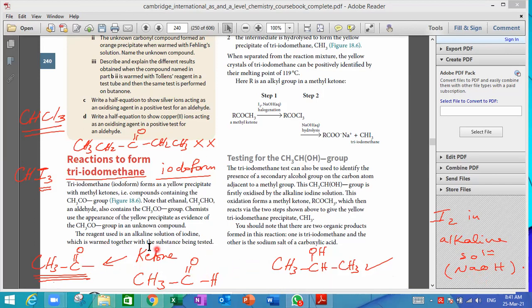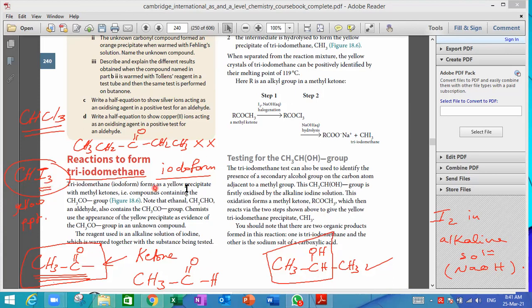If a yellow precipitate is formed, because this iodoform is a yellow precipitate, this means that we have this group in our compound, the CH3C=O, or else we have a secondary alcohol, if it gives a yellow precipitate with the iodoform.